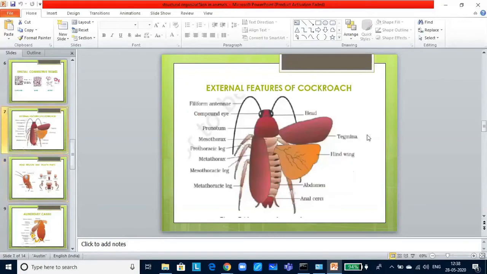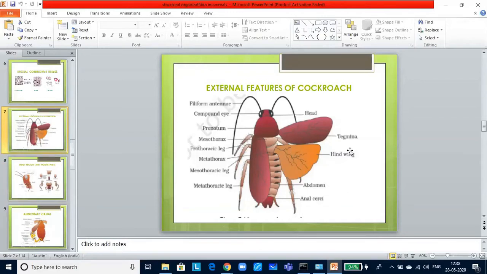Now let us get back to the thorax part. Thorax has got three parts. One is the prothorax, mesothorax, and metathorax. Neck connects the head to the prothorax. Each thoracic segment bears a pair of walking legs, and hence it has 6 legs.